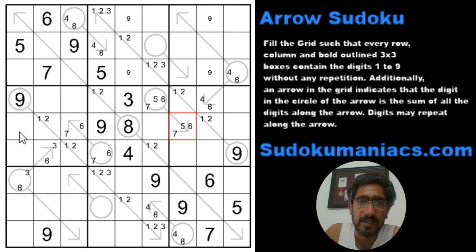Let's look at this 5. In box 4, the 5 cannot be here or here. 5 has to be locked in these two, which eliminates the 5 from here. So this has to be a 6, 7 and this has to be a 6, 7.